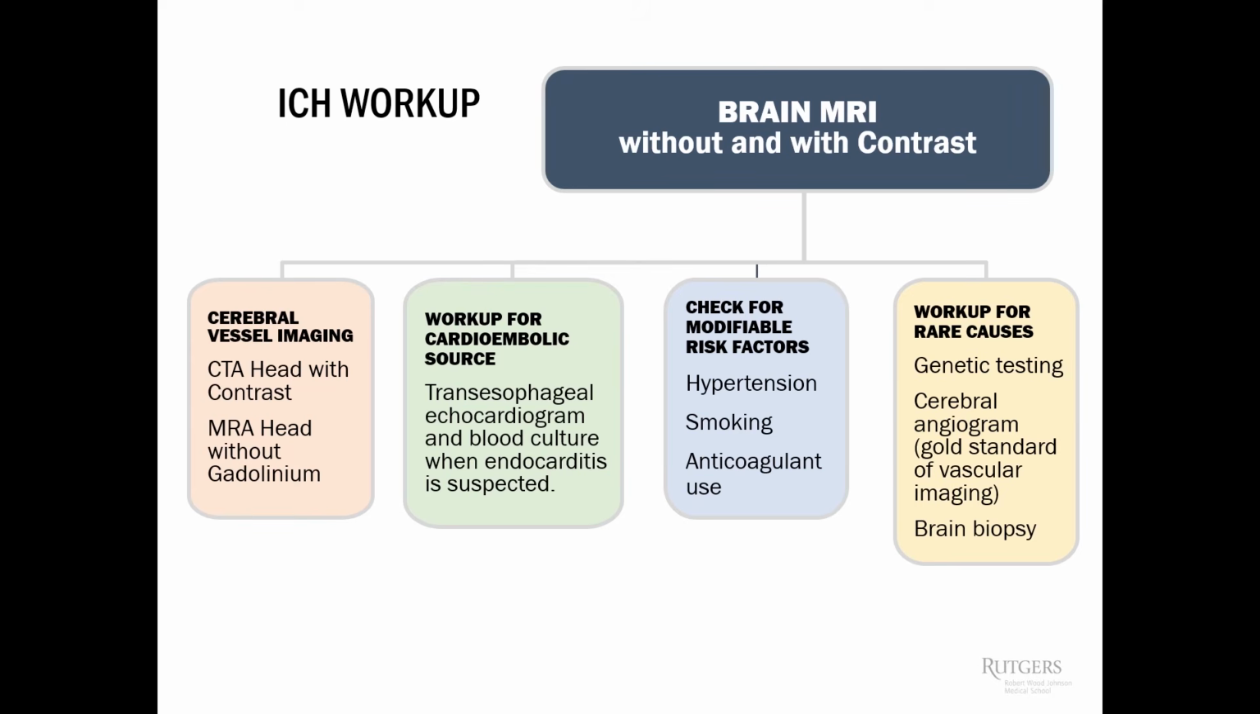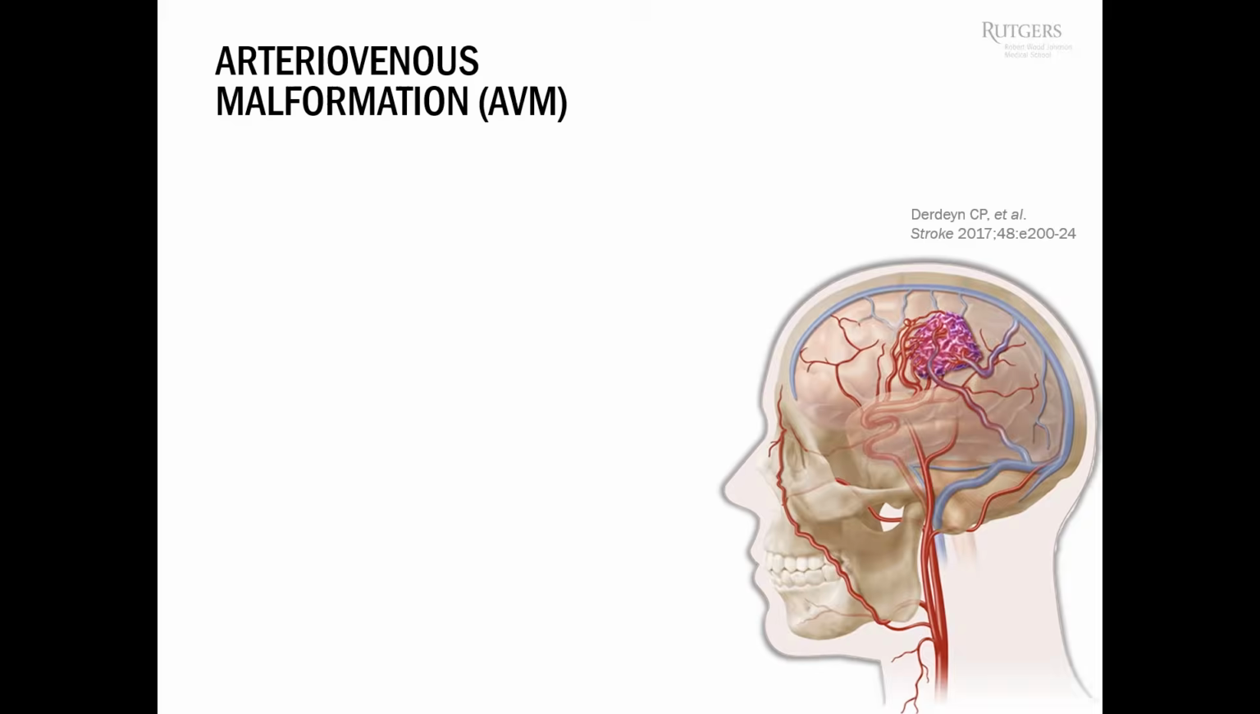So we also need to exclude vascular malformations, and for that we can use MRA or CTA of the head. In the cases where endocarditis is suspected, a thorough workup with a transesophageal echo and blood cultures is in order. Now, modifiable risk factors should be addressed, and in certain patients, we may even need to go further, performing genetic testing, angiograms, and even a brain biopsy. I gave you an example before of CNS vasculitis, which can cause hemorrhagic and ischemic strokes. Here's one example of a lobar hemorrhage, AVM.